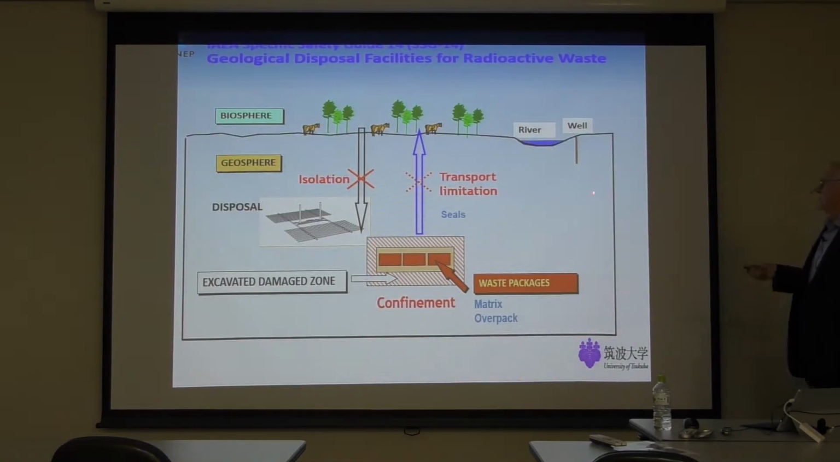So all of this, we have this disposal system consisting of the confinement where the waste is disposed of, the geosphere with the overlying rock, and the biosphere.